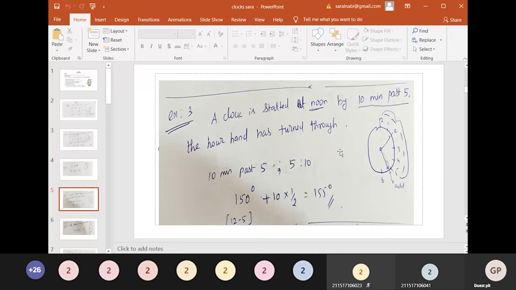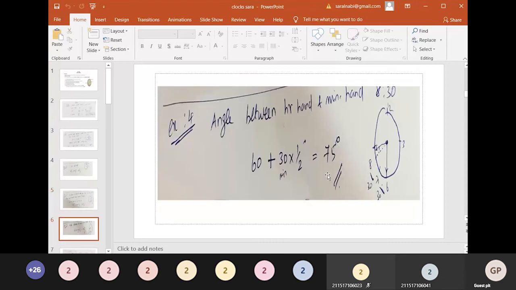Then listen carefully. 10 minutes past 5. That means your hour hand somewhat crosses 5. That gap is nothing but 10 minutes. Definitely the hour hand does not face directly 5. There is a small gap after 5. So that is nothing but 10 minutes. So here we have considered up to 12 to 5 and then we should add this 10 minutes angle. So the 10 minutes angle, 10 into half, is equal to 5. So the total angle 150 plus 5 degrees is equal to 155 degree. Is it clear? So this is the first type of problem.